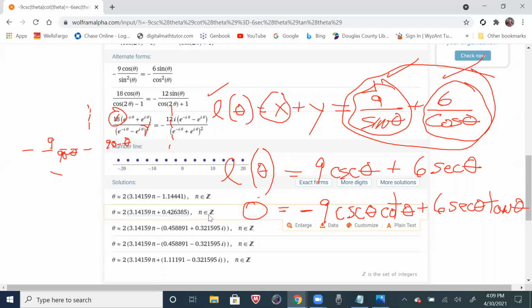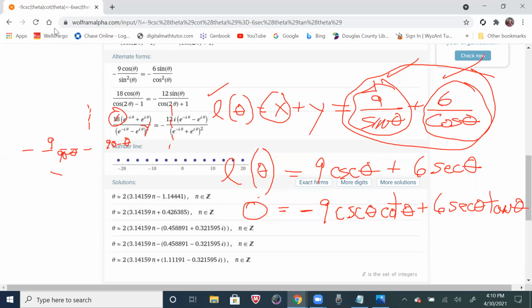I was going to ask why you set it equal to -6, because I thought we were taking that whole term and setting it equal to 0. We are. And when you do that, you move the 6 to the other side. So you get -6 secant theta tangent theta equals -9 cosecant theta cotangent theta. Okay. Let's see if I can match what you're getting. So we should have negatives on both sides of that equation, right? Yeah. And it looks like this is our answer here.